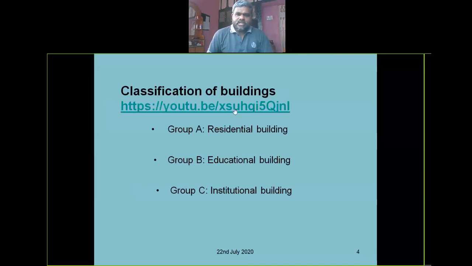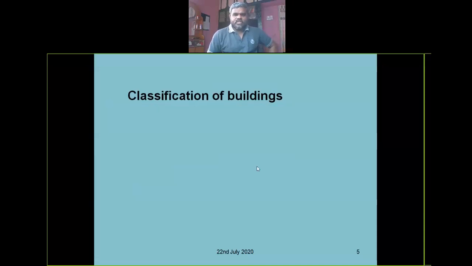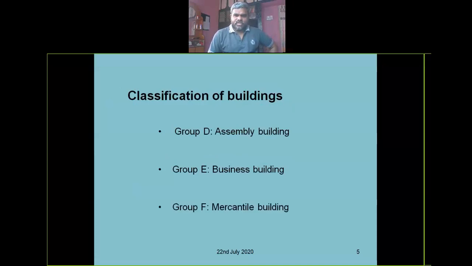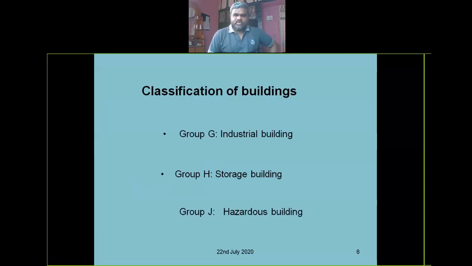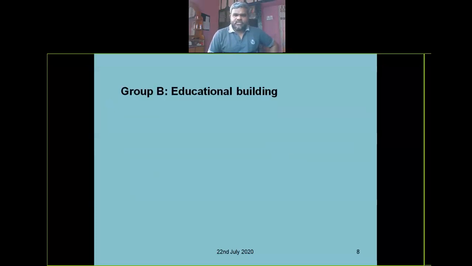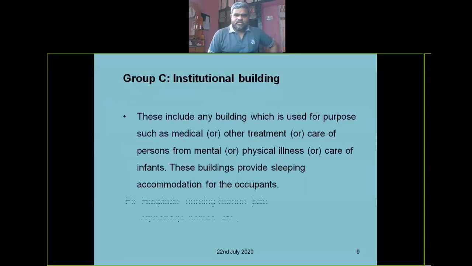So these buildings are again classified further into groups. If you see, group A is residential buildings, group B is educational buildings, group C institutional buildings, group D assembly buildings, group E business buildings, group F mercantile buildings, group G hazardous and storage buildings. So these are again classified further.